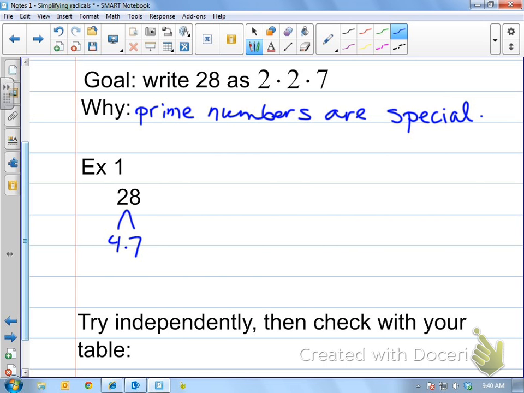The only problem with that is not all of the numbers here are prime. We have 4 and 7. Which one's not prime? 4.